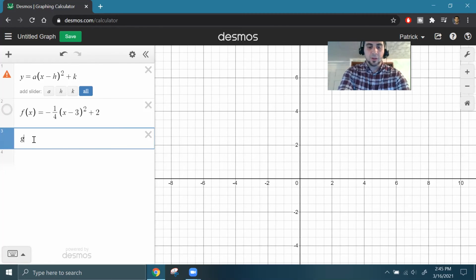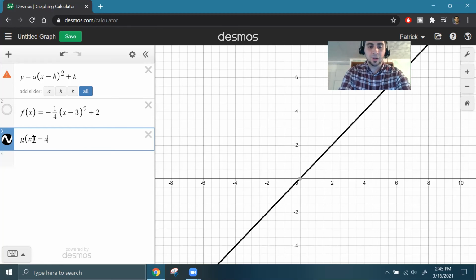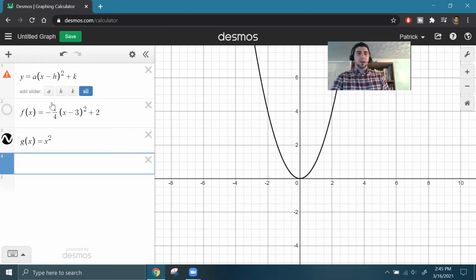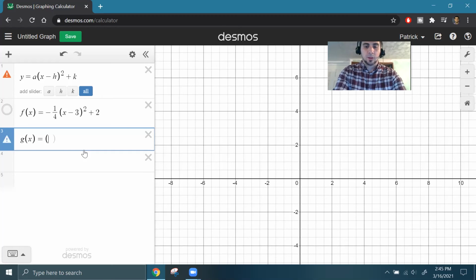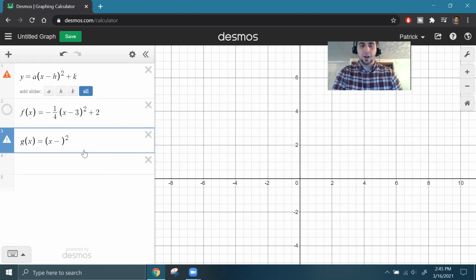So let me graph the parent function. g of x equals x squared. Whoa, all kinds of crazy stuff going on there. Okay, that's our parent function. Let me turn this on. Well, actually, let me do it like this. So first thing, if we have our square, our quadratic function like this.